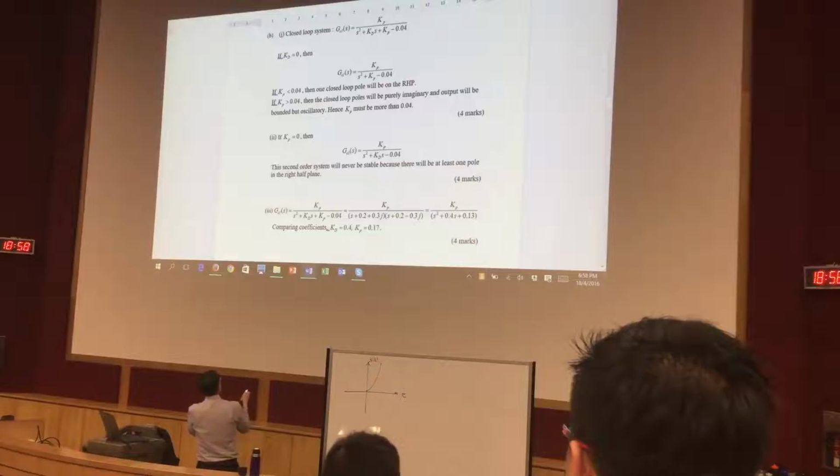And then this part, as I said, you're already given the two poles. When you open this up, you got this. So this term must be Kd. This term must be Kp minus 0.04. So you can calculate for Kp.